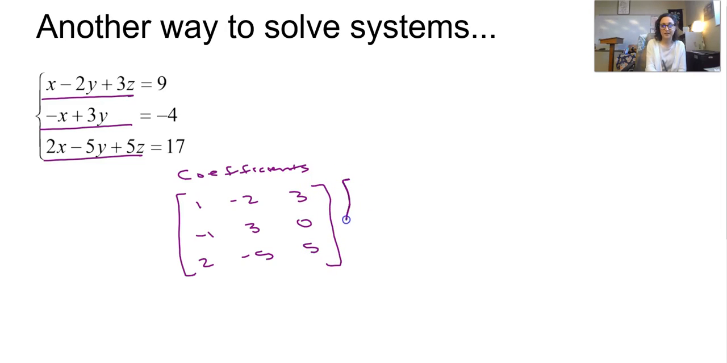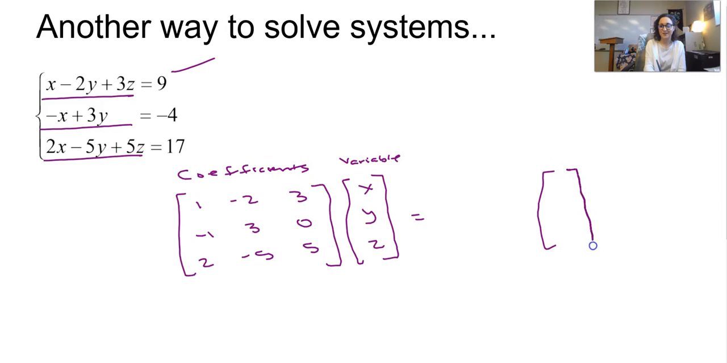Now I'm going to multiply each of those by a column matrix for my variables. So I want to take these coefficients times x, y, z, because this row times this column would be 1x minus 2y plus 3z, right? And I want that to equal 9, okay? So I'm going to put an equals sign, now leave some space, and now make a column matrix for your constants.